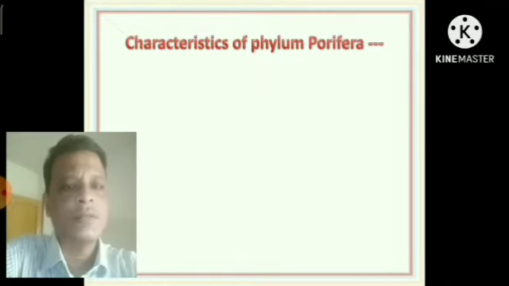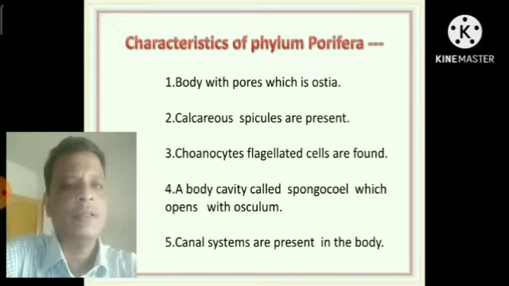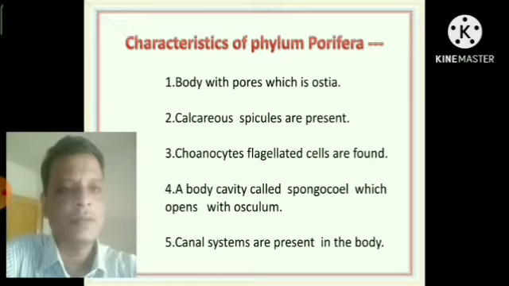Now let's discuss some characteristic features of the phylum Porifera. Body with pores, which are ostia; calcareous spicules found; choanocyte flagellated cells are found; a body cavity called spongocoel which opens with an osculum; canal systems are present in the body. These are the main characteristic features of the phylum Porifera. Now I will discuss each and every characteristic feature of the Porifera briefly.